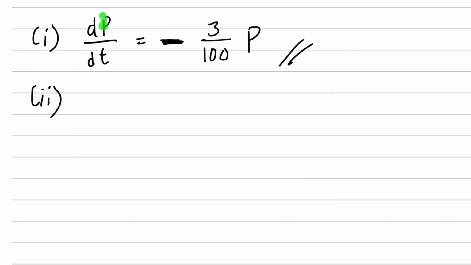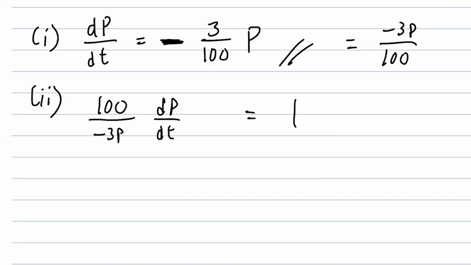How? Is this separable or normal? This one is separable, definitely. So P, bring over. Now there are 2 options. Option number 1 is like this: you times 100 over negative 3P.